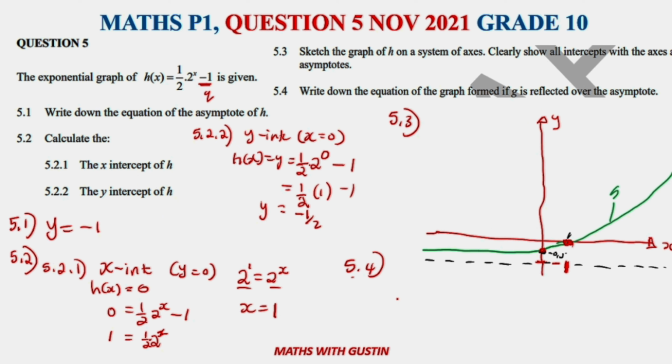5.4 says write down the equation of the graph formed if g is reflected over the line of asymptote. So basically the line of asymptote is negative 1. So what would be the equation? Guys, simple, straightforward. You just need to change the a value, which is this one, which is half. You need to change this a value here, which is our half, so it needs to be negative. So therefore it means g of x is going to be equal to negative half over 2 to the power of x minus 1. Then that's it. You are done straight away, straightforward.